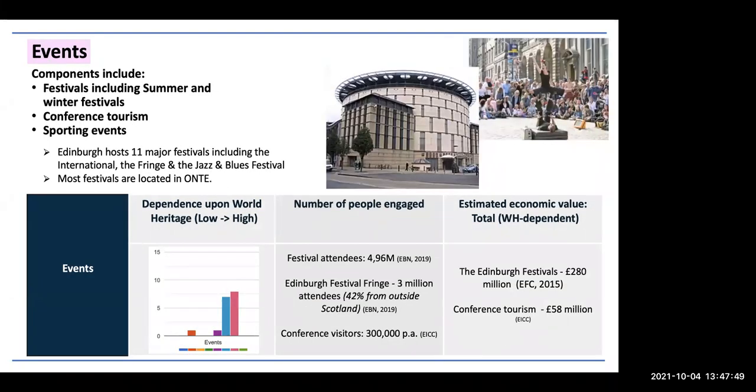A third example is from Edinburgh. The old and new towns of Edinburgh World Heritage property, where events, including festivals, conferences and sporting events, was considered to be a business type that was closely related to the values of the World Heritage property. And you can see here again in the column chart, there's an assessment of a high degree of reliance upon the World Heritage values and also the estimates of the economic information.